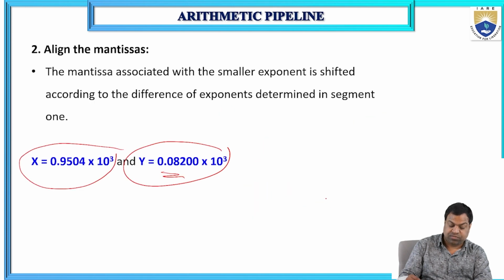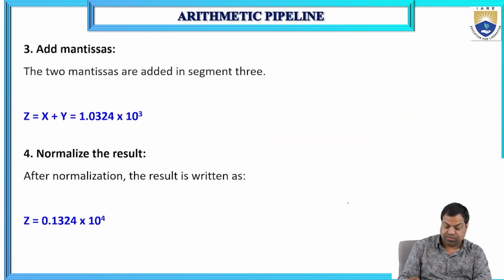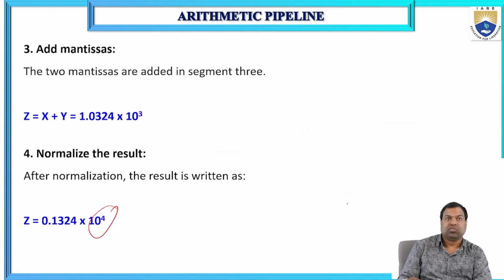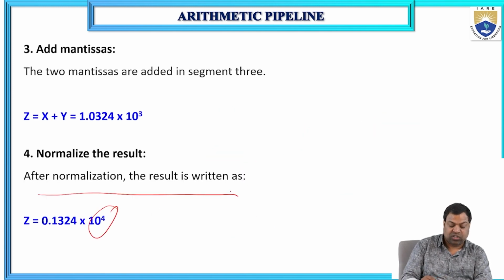24 into 10 power 4. Why? Because here in the input 0.9, here also 0.9. So definitely we have to get the output as 0.9. So 1.0 means I'm shifted to right. That is 0.10324 into 10 power 4. So we have normalized the result. So after normalizing the result, z equal to 0.1324 into 10 power 4.